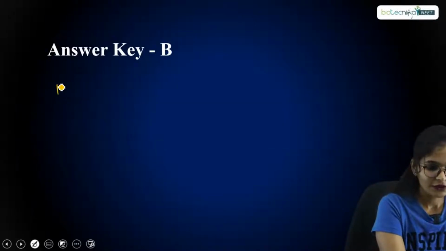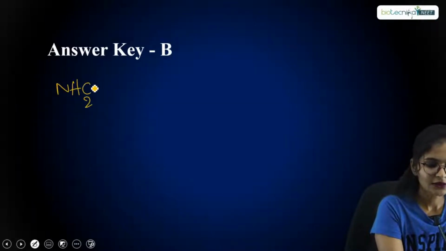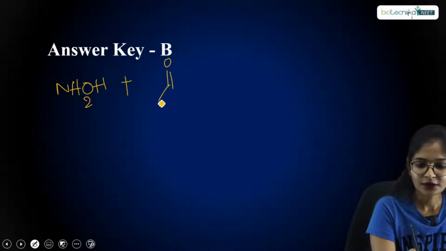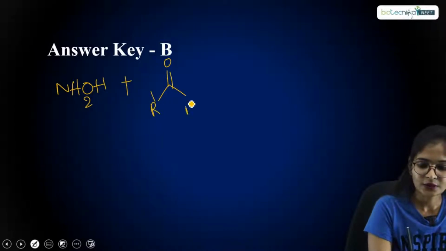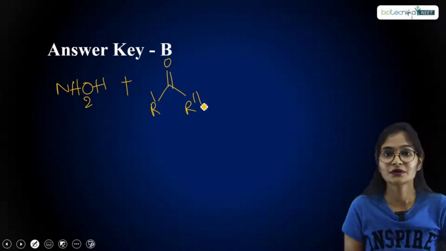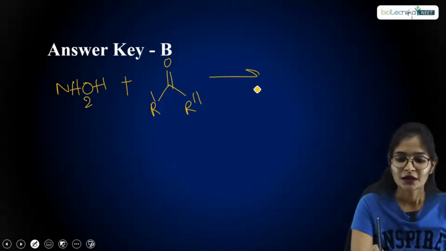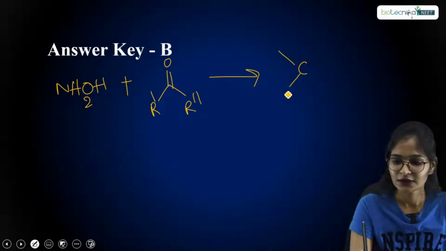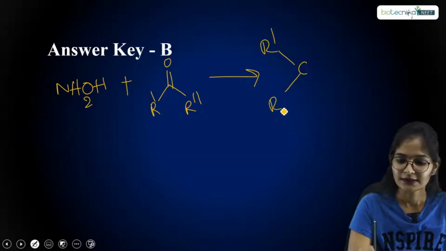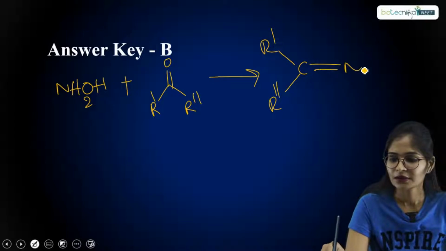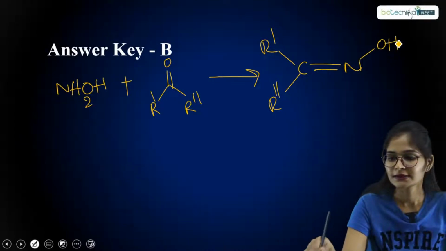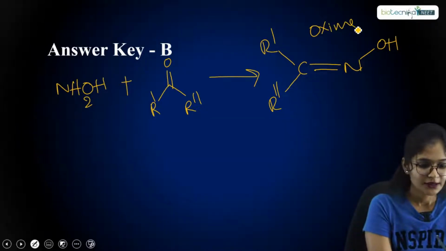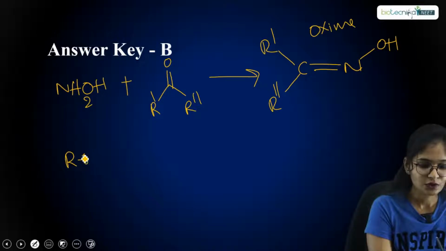Firstly you have NH2OH, that is hydroxylamine. When you treat hydroxylamine with the corresponding carbonyl compound, let us consider R1 and R2, which can be anything here. You remove the water molecule, and what you get is R1, R2, C double bond N, OH. What is this? This is an oxime. So this is the oxime we have got. Now coming to your next, you have alcohol, right?